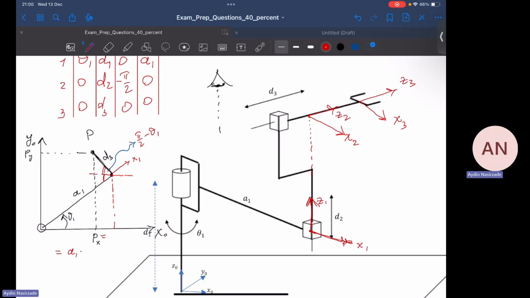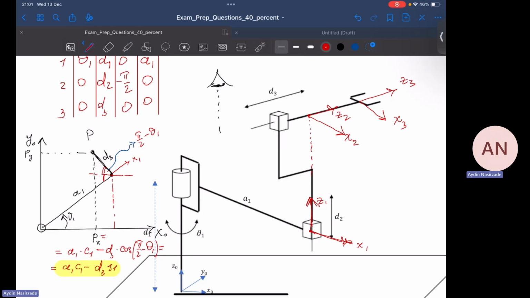Now Px becomes a1 times cosine of theta 1 minus, I just found this one, this length, which is d3 times cosine of pi by 2 minus theta 1. Now, overall, Px becomes a1 cosine of theta 1 minus d3 sine of theta 1. That's it. This is Px.